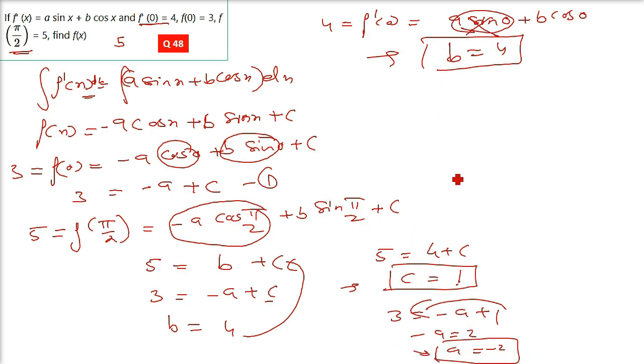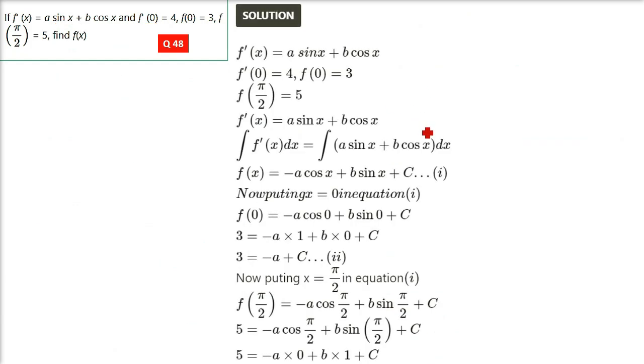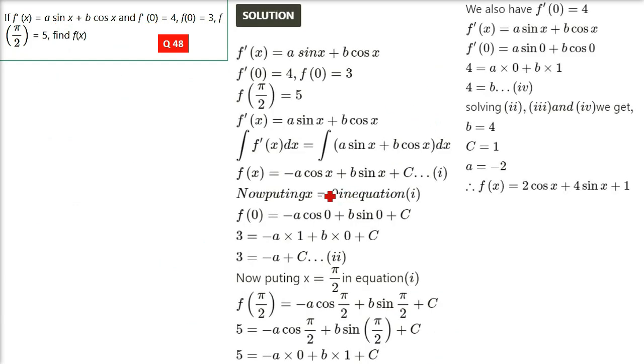We have f x equals negative a cos x plus b sin x plus c. Place all of them in this f x. F x was received when we integrated f dash x. Remember, this is 2 cos x, b is 4 sin x, and the constant of integration c was 1. This is your final result. That's why I was telling you that this is a 5 marks question, and after putting in and solving all these, you have to write this.